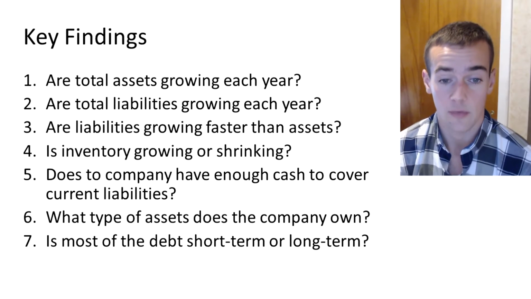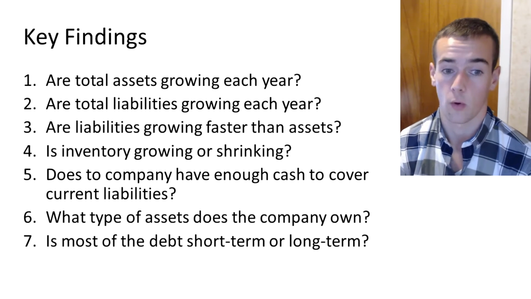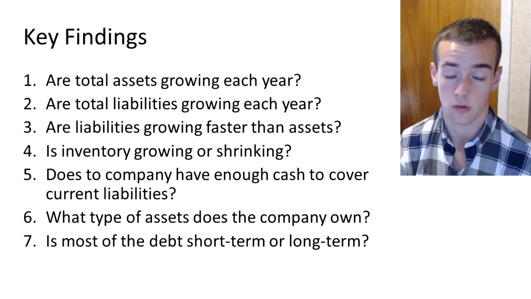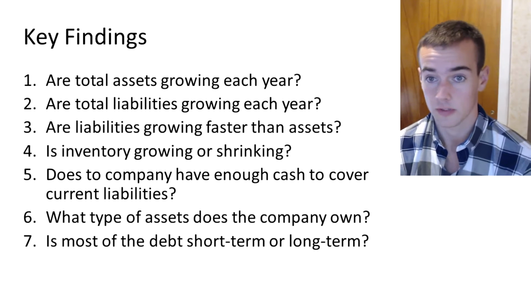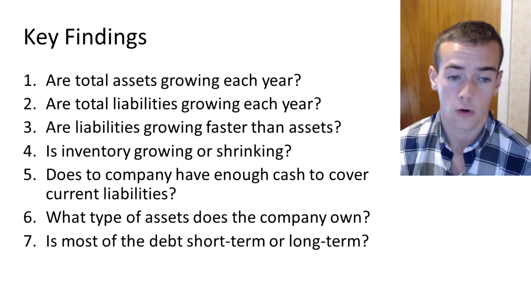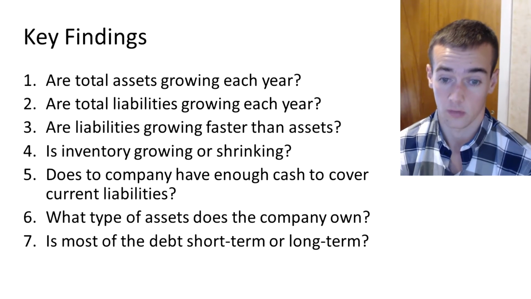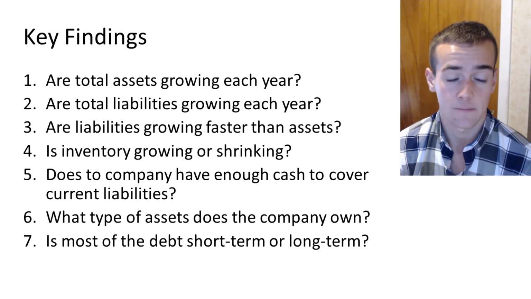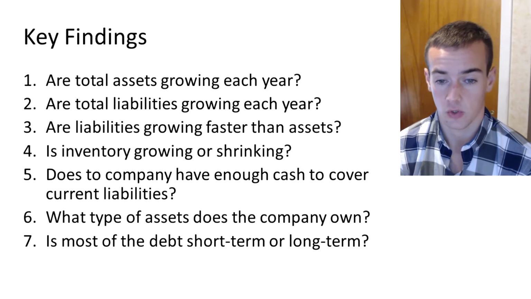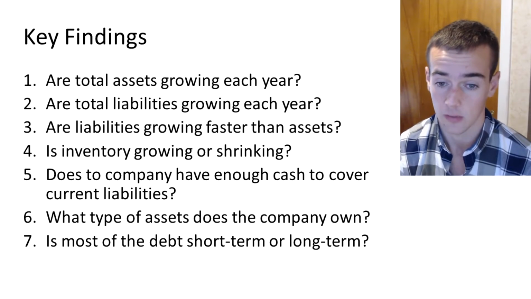Number 6, what type of assets does the company own? Are most of their assets current assets that are currently in cash or convertible to cash in the next 12 months? Or are most of their assets non-current assets that are not readily available in the form of cash? And number 7, is most of the debt short-term or long-term, or current liabilities versus non-current liabilities?